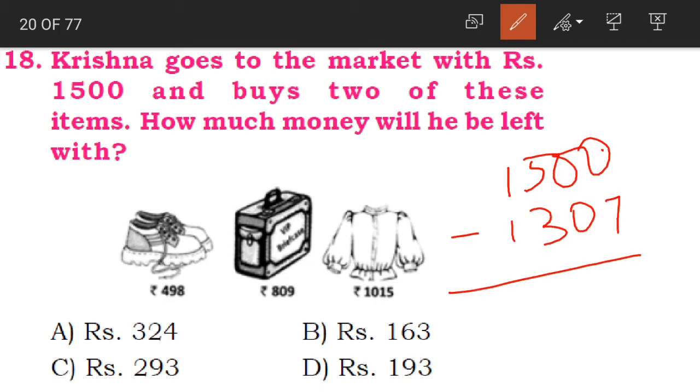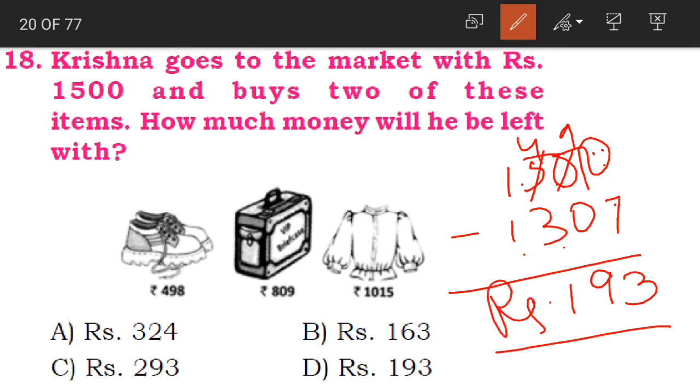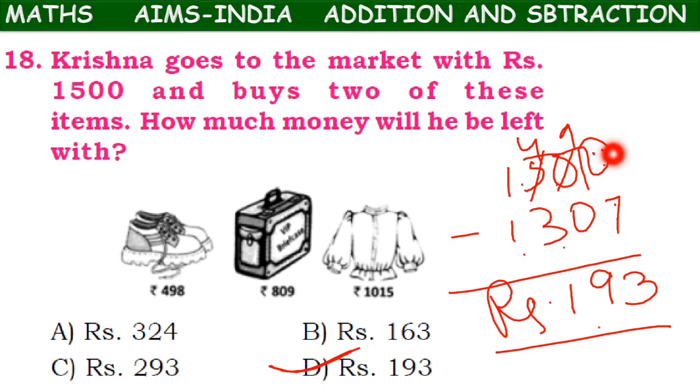Yes. Now 0 minus 7. Again we need to borrow 10, 9 and this becomes 4. 10 minus 7, 3. 9 minus 0, 9. 4 minus 3, 1. 1 minus 0, 0. So what is our final answer children? Rupees 193. That is option number D.